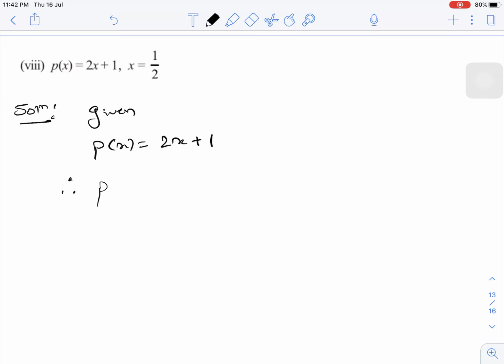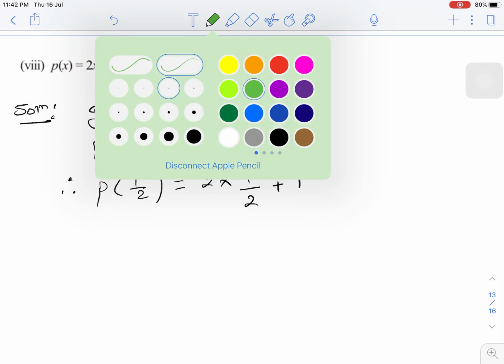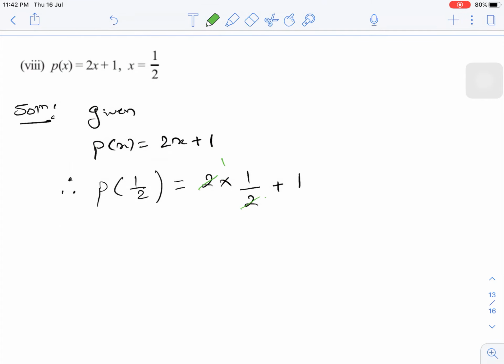So you will get p of 1 upon 2 equals 2 into, now instead of this x we will use the value 1 upon 2. So 2 into 1 upon 2 plus 1. Now again in between these two numbers a multiplication sign is there, so we can make some cancellation. 2 ones are 2, 2 ones are 2. Now what is remaining? 1 into 1, so that equals 1 plus this 1, so that equals, now 1 plus 1 will become 2.